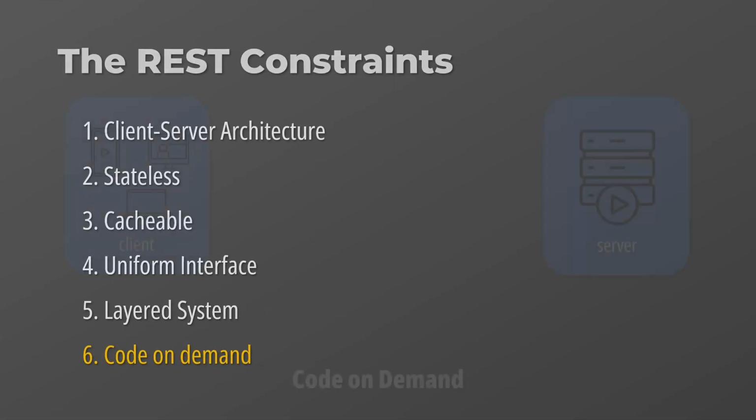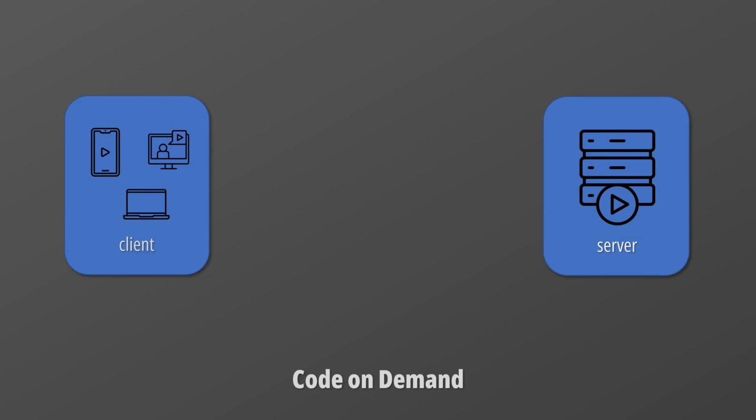It caters for those scenarios where code is downloaded and executed on the client side. The typical example is the JavaScript downloaded on our browsers that make web pages dynamic. That's all, we made it. But how do we create a REST API?